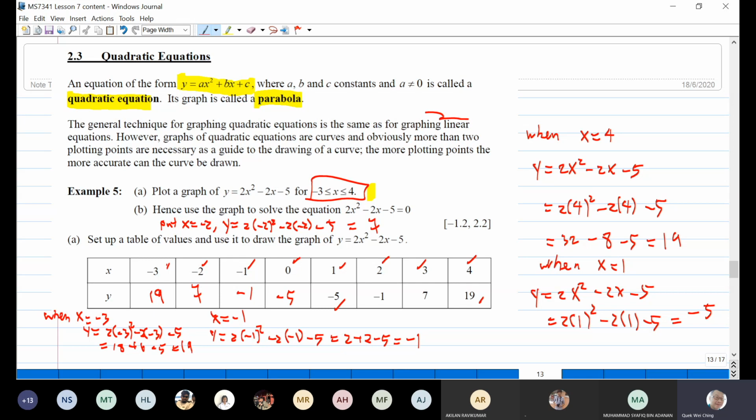So I calculate all the values now. Then after I calculate all the values, I got a table. This table will help me to draw the graph. Okay, so I transfer this table to the next page. Let me forward this calculation to you.